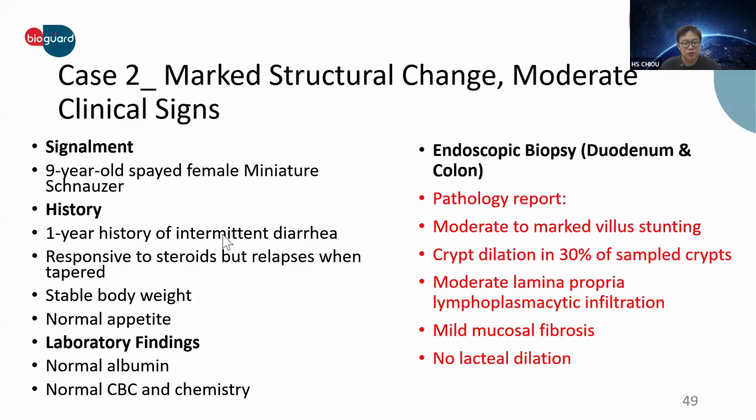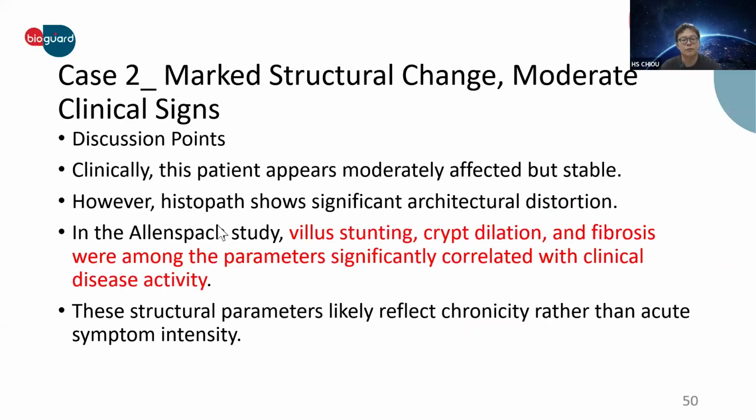Now look at the pathology report. Moderate to marked villi stunting, crypt dilation in about 30% of sampled crypts, moderate lymphoplasmacytic infiltration, mild mucosal fibrosis, and no lacteal dilation. Compared to case 1, the structural changes here are much more significant. Yet clinically, this patient doesn't appear dramatically ill, and this is where the conceptual shift becomes important.